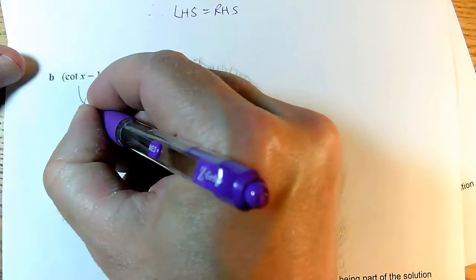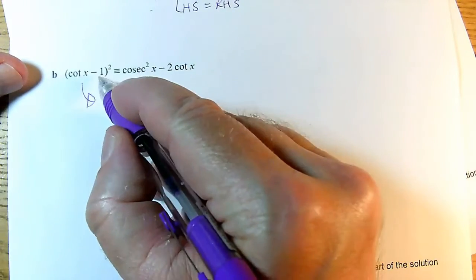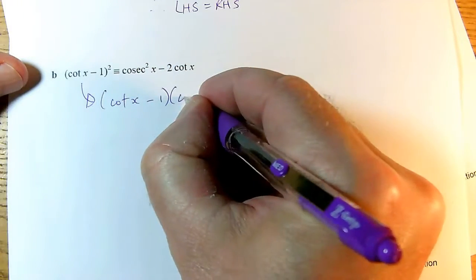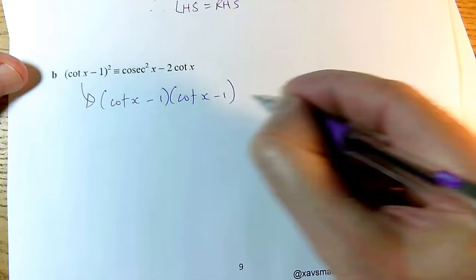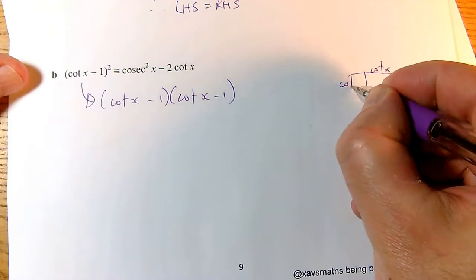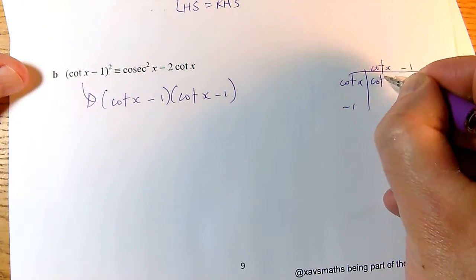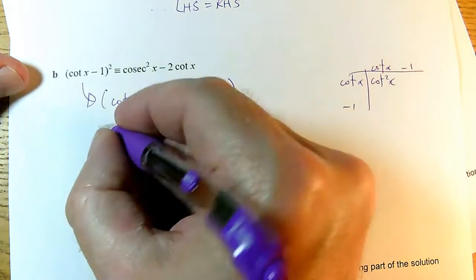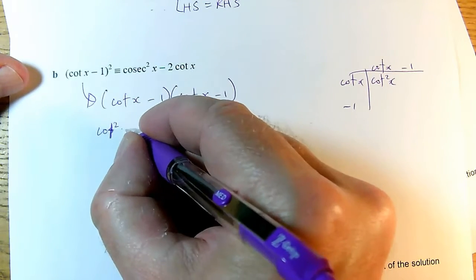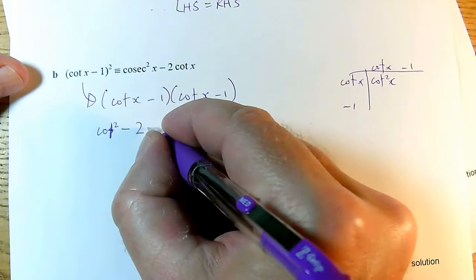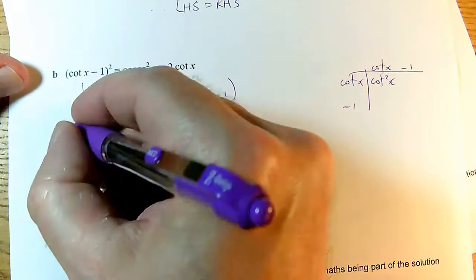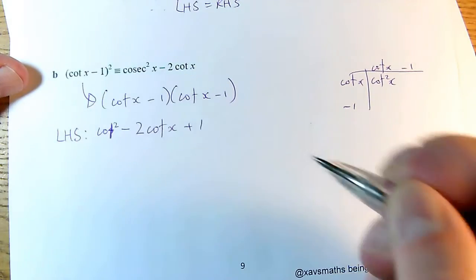So we've got to square out this bracket. Remember, we don't just square this and square this. We do it properly. This is cot x minus 1 times another bracket of cot x minus 1. So do a grid if you want to. Cot x minus 1, cot x minus 1, cot squared x here. So it's going to be cot squared x, minus 2 cot x plus 1. That's what you'll get from the grid if you do it properly. So this is the left-hand side, so let's make it clear that's what I'm working with.